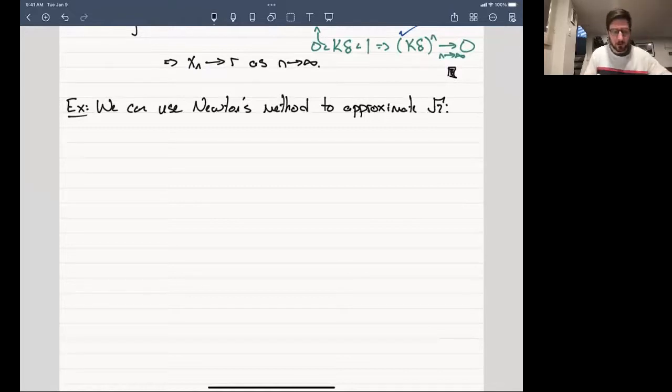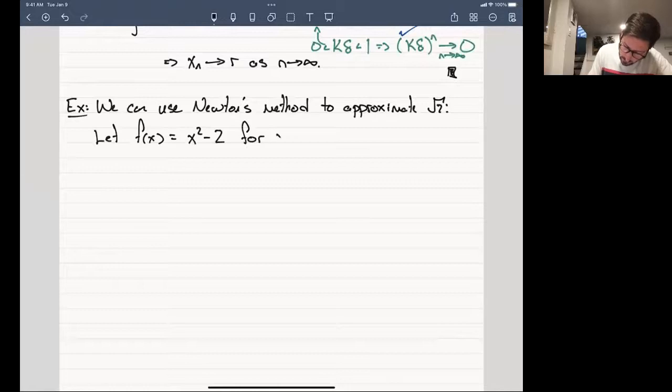How do we do this? Well, we just need to find a function whose root is the square root of 2. So let f of x equal x squared minus 2. There are lots of choices, but this is a really nice one. Super easy. There are only 2 roots to this function, square root of 2 and negative square root of 2. So you can do the same thing. You can do a Newton's procedure to find the negative square root of 2 as well.